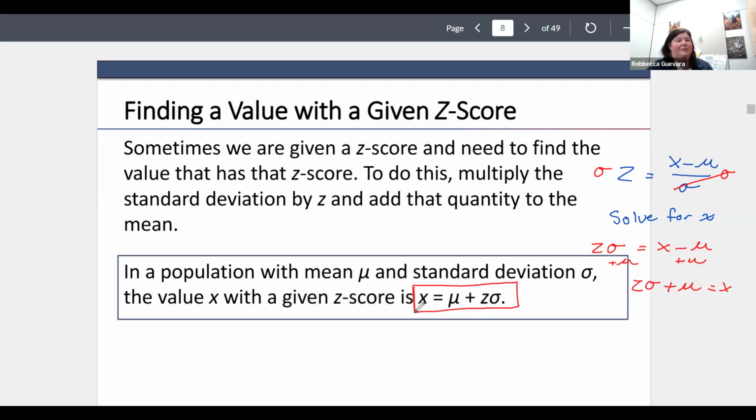times your standard deviation. So in a population with a mean mu and a standard deviation of sigma, the value of x with a given z-score is going to be mean plus z-score times standard deviation.